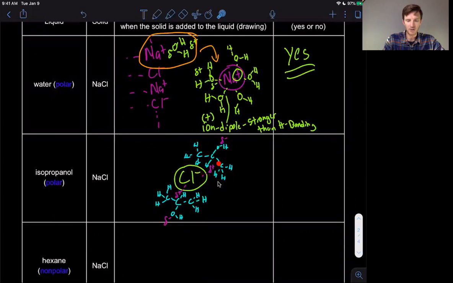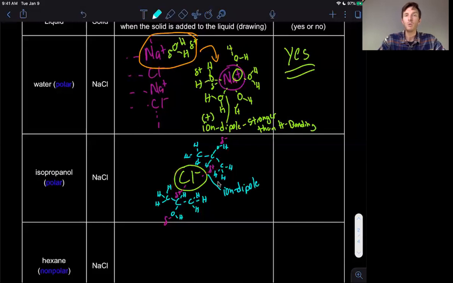the positively charged hydrogens and carbons, because our oxygen is pulling our electrons away from that side. That partial positive charge is going to interact with the negative charge of our chloride ion, and that right there would be our ion-dipole attractions. Again, we have an ion, and we have a polar molecule, the dipole of our isopropanol interacting with the chloride ion.